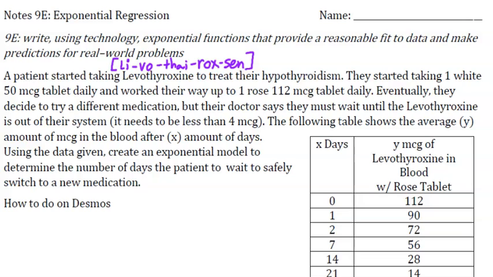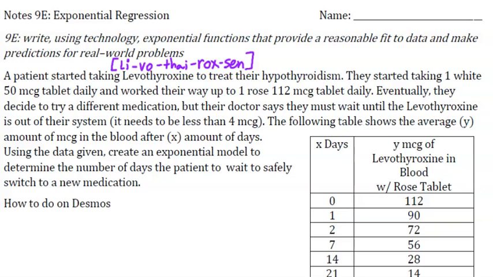A patient started taking levothyroxine to treat their hypothyroidism. They started taking one white 50 micrograms tablet daily and worked their way up to one rose 112 micrograms tablet daily. Eventually, they decide to try a different medication, but their doctor says that they must wait until their levothyroxine is out of their system. It needs to be less than 4 micrograms.